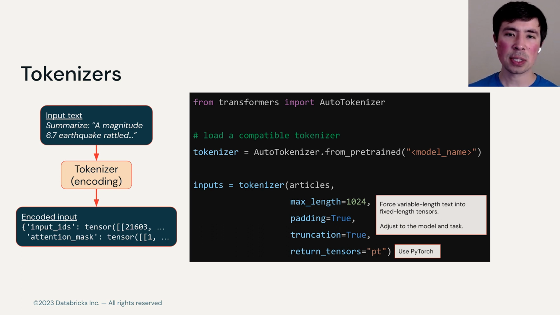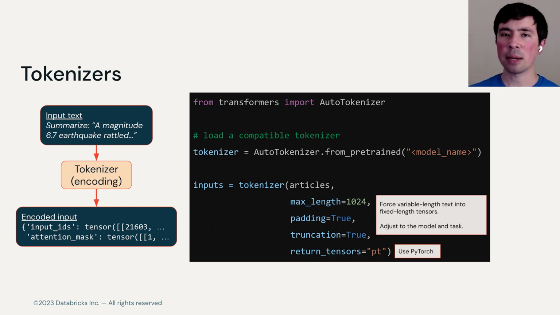On the right, you can see us using this auto-tokenizer class. This is one of multiple auto-classes that Transformers offers, which sort of does the right thing when you give it the name of a model or tokenizer that you want to load. Given that tokenizer, we can pass in the articles.